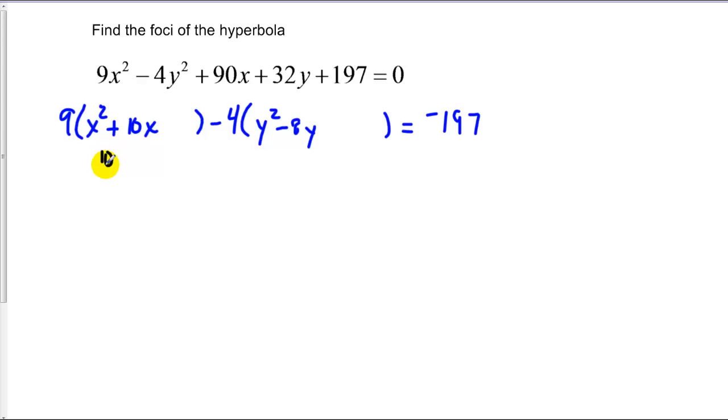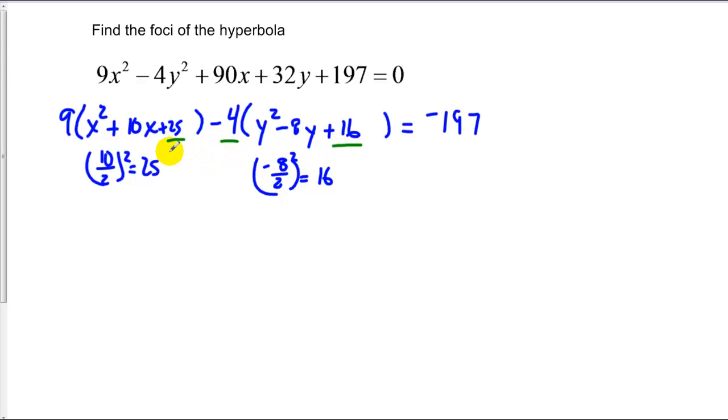Take half and square to complete the square, get 25. Take half and square, and get 16. Once again, we have to balance the equation. I haven't added just 25 and 16. In fact, I've actually added 225 from the x's. And in this case, notice since I'm distributing a -4, I'm subtracting 64.